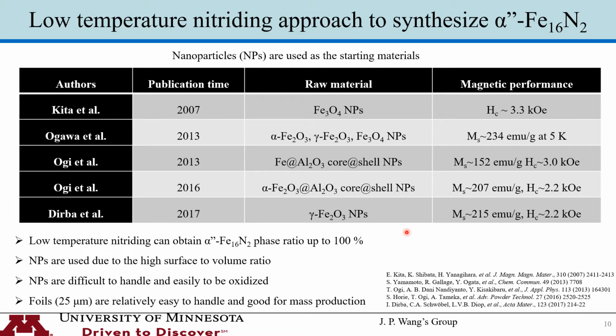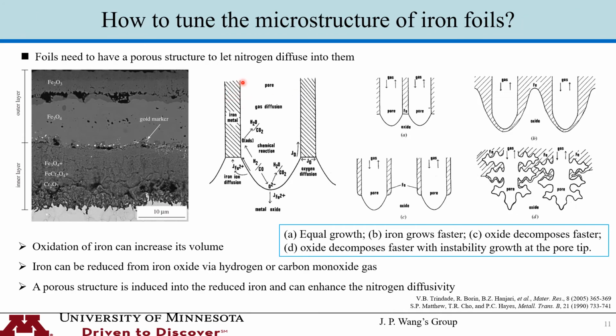So we use thick foils, like 25 micrometers thick, which can be thousands of times thicker than the diameter of nanoparticles. The foil samples are relatively easy to handle and good for mass production. But the challenging thing is how to increase the nitriding efficiency for such a thick sample instead of the nanoparticle samples. The foil samples are much thicker than nanoparticles, so the microstructure needs to be tuned to let nitrogen easily diffuse through the sample to get high nitriding efficiency and high phase volume ratio of alpha double prime Fe16N2.